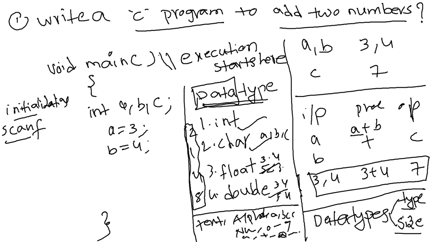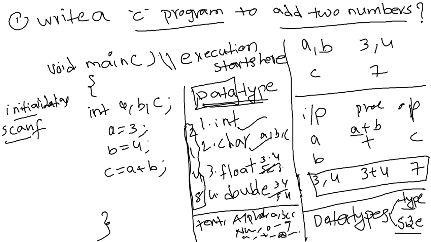A equal to 3, b equal to 4. I have initialized the variables a and b here. What type are a and b? Integer. After initializing, straight away you perform the operation c equal to a plus b. Already I have declared c as an integer.